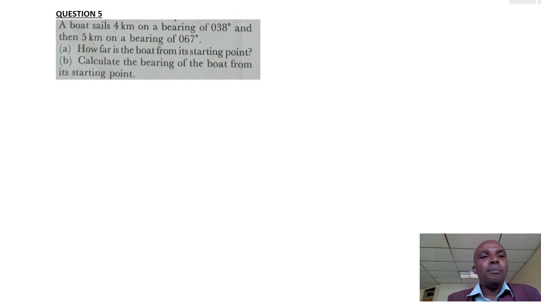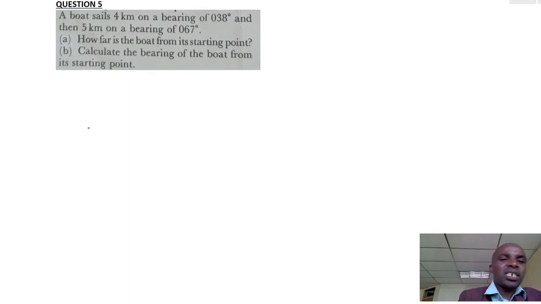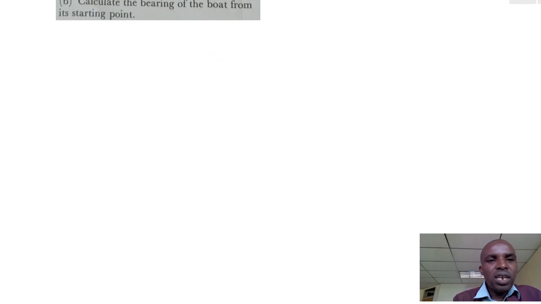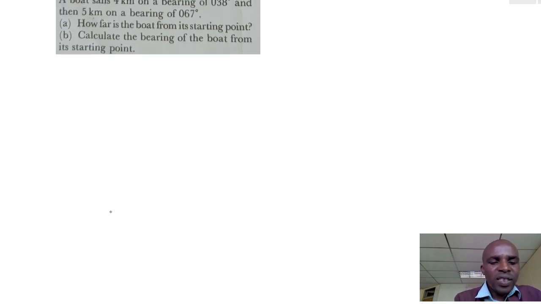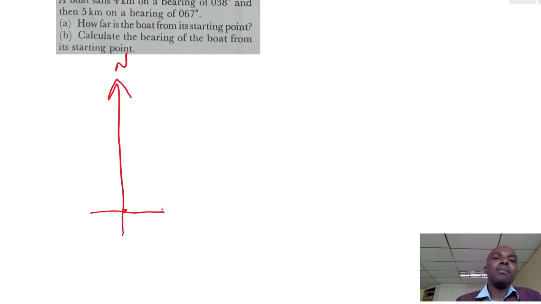It's saying a boat sails 4 kilometers on a bearing of 38 degrees and then 5 kilometers on a bearing of 67 degrees. So this one I will illustrate, then you can just solve this one. So the first part is the from point. This one is my from point. You have to draw your north at the from point, like this. Then a boat sails on a bearing of 38 degrees and then 5 kilometers at 67 degrees.